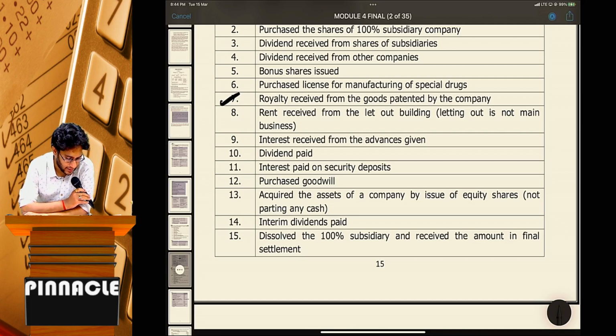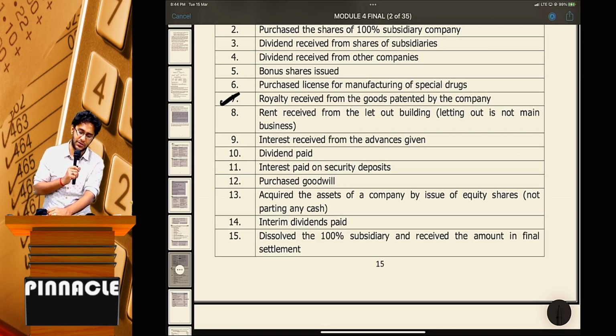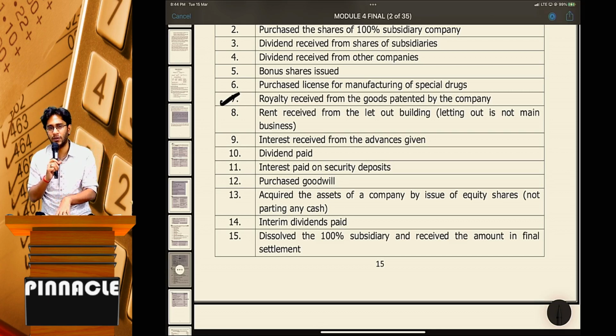Next, acquired the assets of a company by issue of equity shares. Okay. Interim dividends paid. Financing activities. Next, dissolved the 100% subsidiary and received the amount in final settlement. Purchase of subsidiary investment and sale of subsidiary also should be investing.